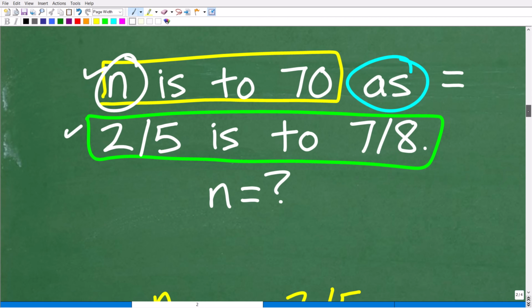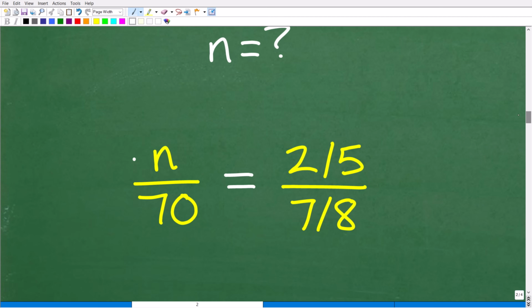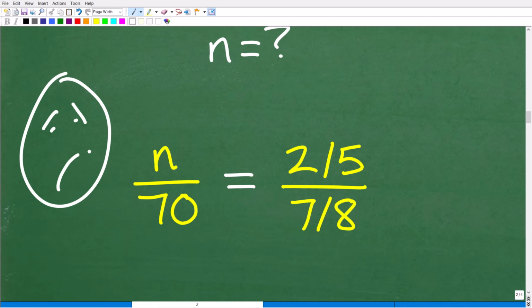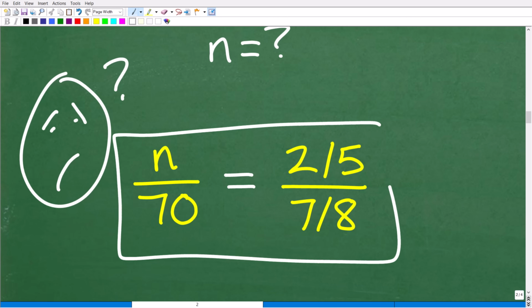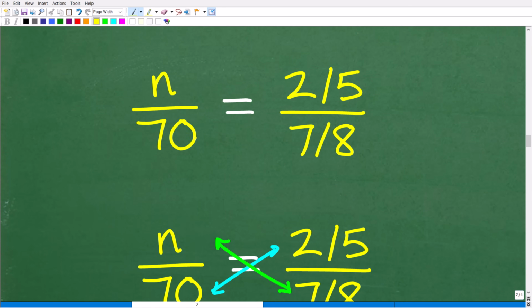Okay, so hopefully you understand the translation between this statement and this statement, which of course is an equation. And now what we get to do is use algebra to solve for n. I know so many of you are like, yay, algebra, I can't wait to use algebra. But a lot of you are probably going like, algebra? I don't want to use algebra. I don't like algebra. Well, it's not going to be that difficult in order to solve for n. Now you're going to have to know a thing or two about fractions and basic algebra. And so here we have n is to 70 as 2/5 is to 7/8.